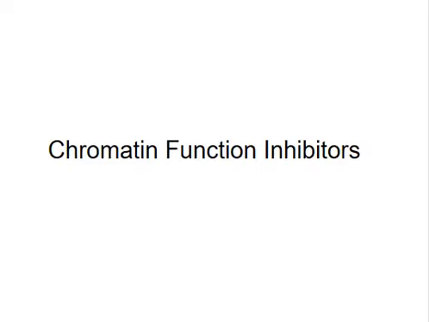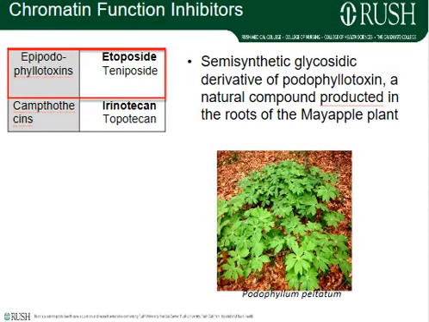Okay, so this video is going to examine the drugs that are deemed chromatin function inhibitors. There's two main chemical classes. The first class are the epipodophyllotoxins, try to say that 10 times fast, and the camptothecins. The prototypes for the epipodophyllotoxins include etoposide and teniposide.